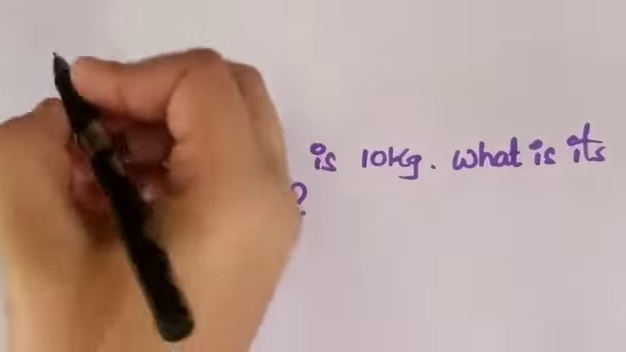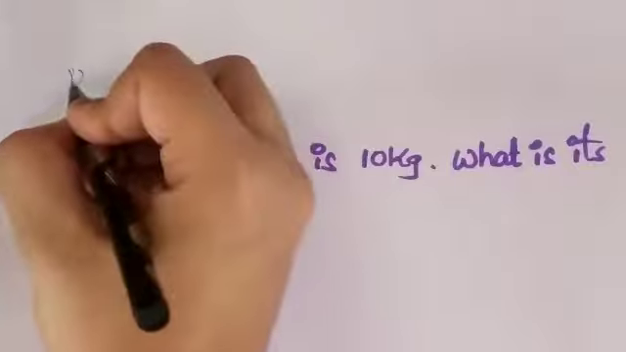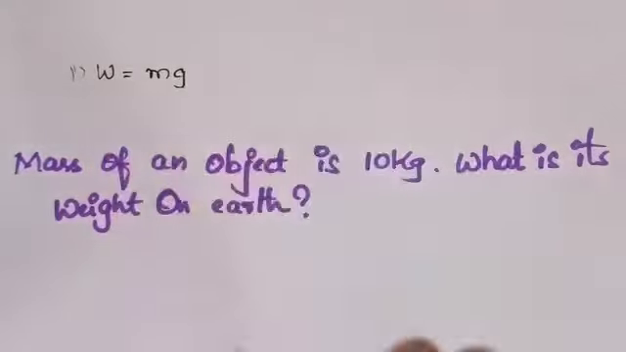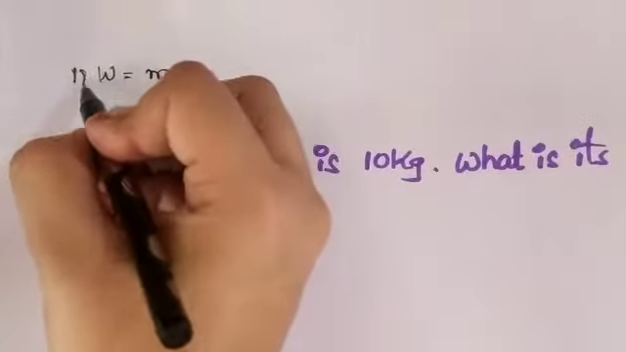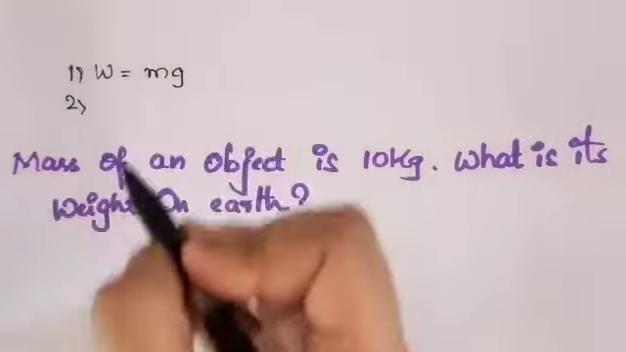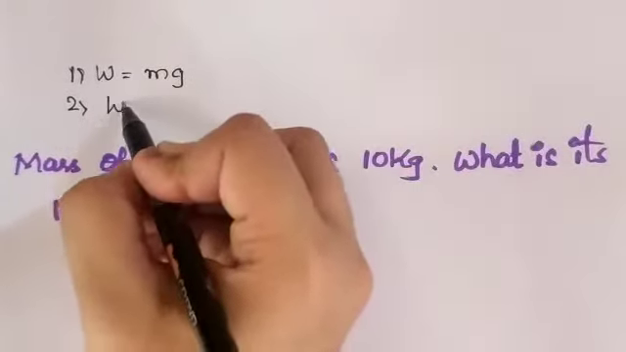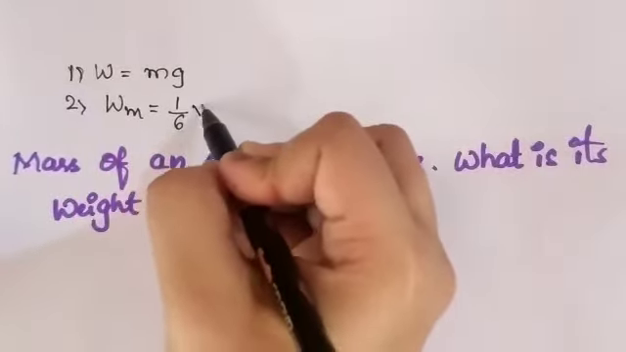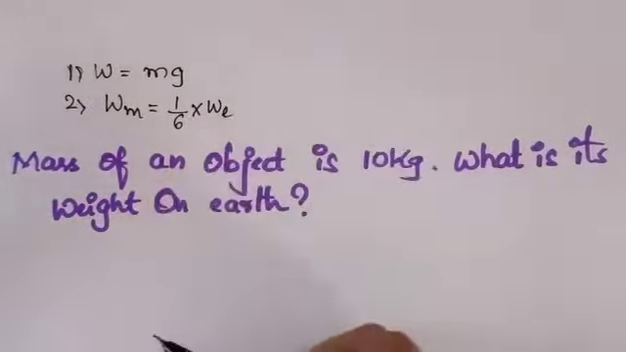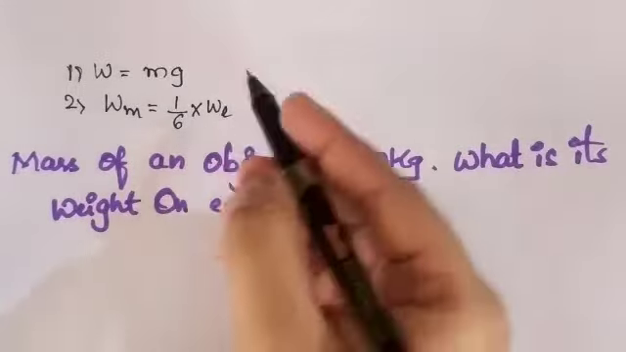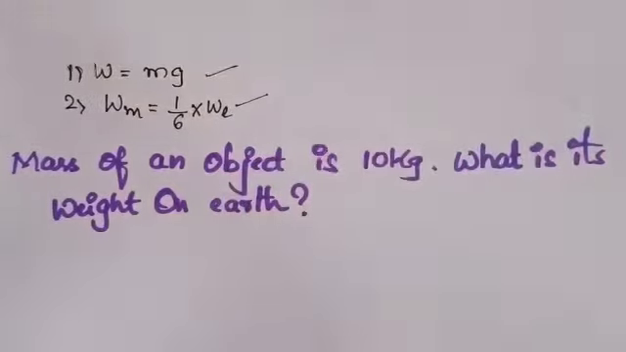Under that, the first formula which we have discussed is, since you know, weight of an object is equal to mass into acceleration due to gravity, that is W = m × g. That is the first formula. The second formula is, weight of an object on the moon is equal to 1/6 of the weight of an object on the earth. That is Wm = 1/6 We. Using these two formulas, we are going to solve the problems.